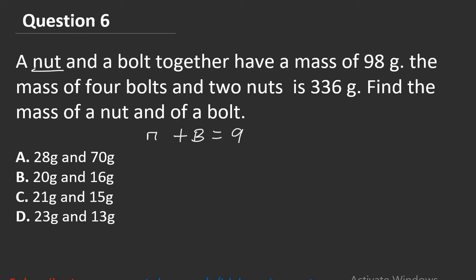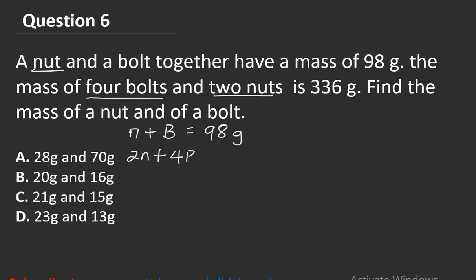Okay, let me move it backward. So nut plus bolt combined will give us 98 grams. 2 nuts, look at it here, plus 4 bolts will give us 336 grams. Find the mass of a nut and of a bolt. This time not together. So we can just use the elimination method.